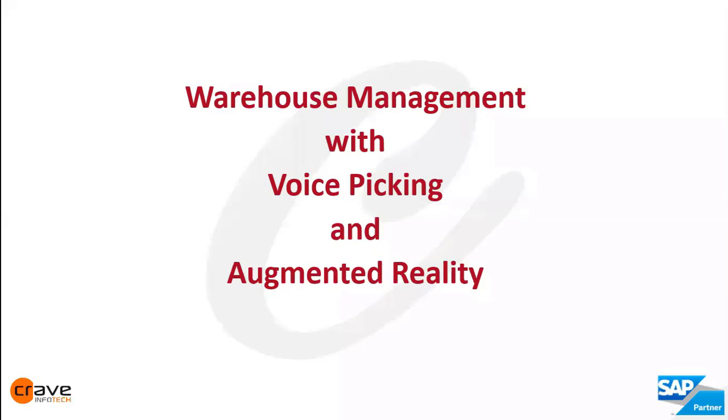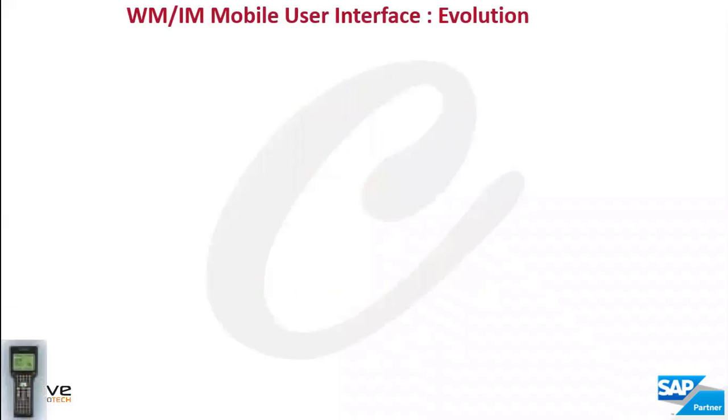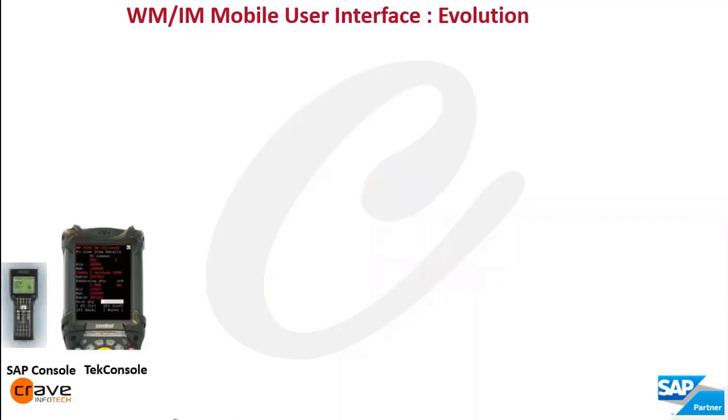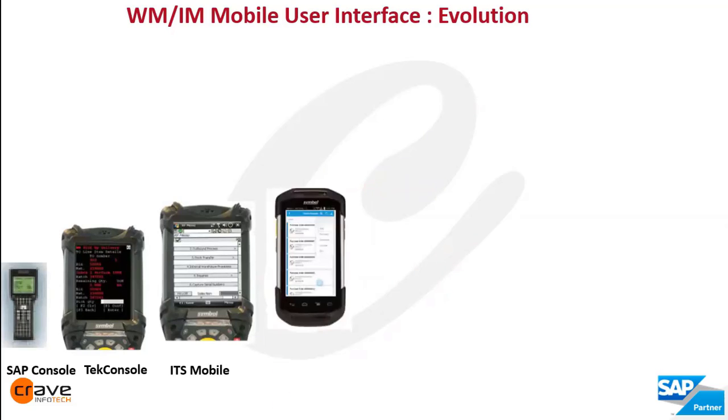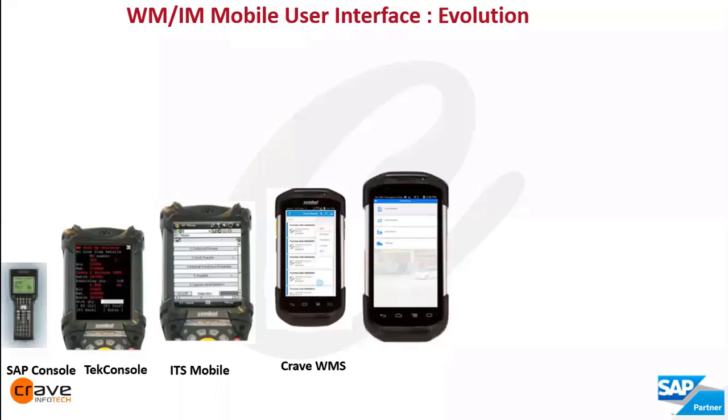Let's talk about warehouse. What is going on in warehouse is that a lot of us are using SAP consoles, tech console. These are all terminal emulation technologies, ITS mobile. This is blue screen, green screen, and now everybody is looking for UI improvements. This is where the Crave Warehouse Management Solution comes into the picture. And this is what our screens look like.